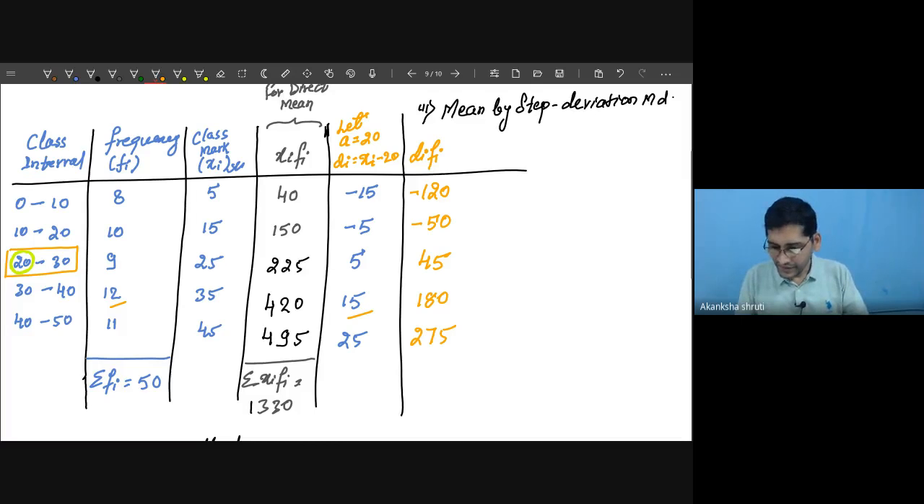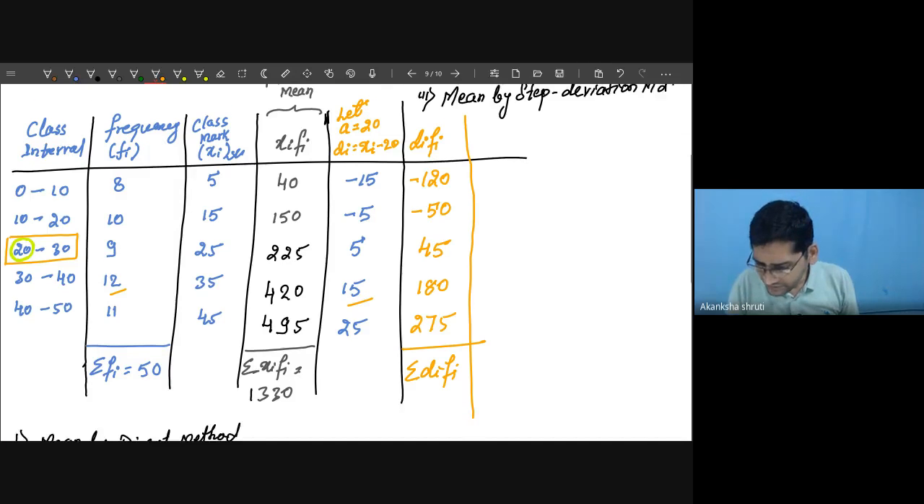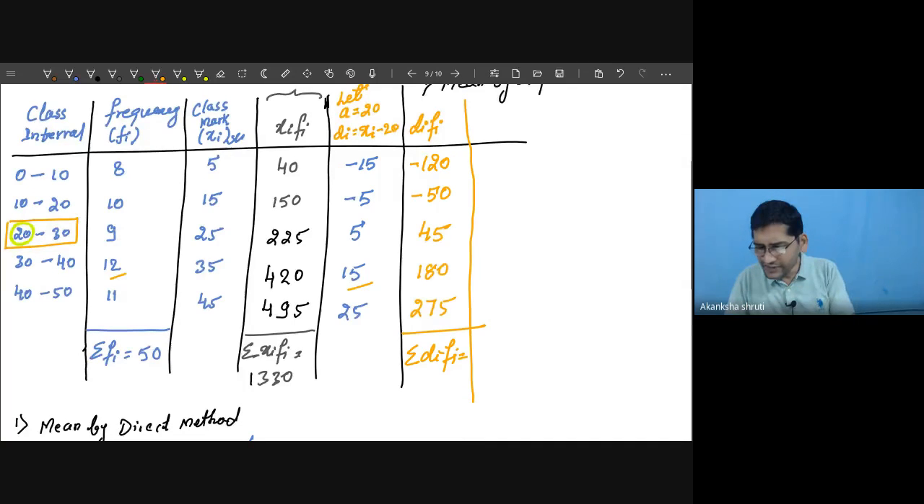Get it? Now observe carefully. Now we need to calculate the summation of this DiFi in this column. So go for calculating this. In this case, what are we going to obtain? Even this calculation is very easy. How is it very easy?